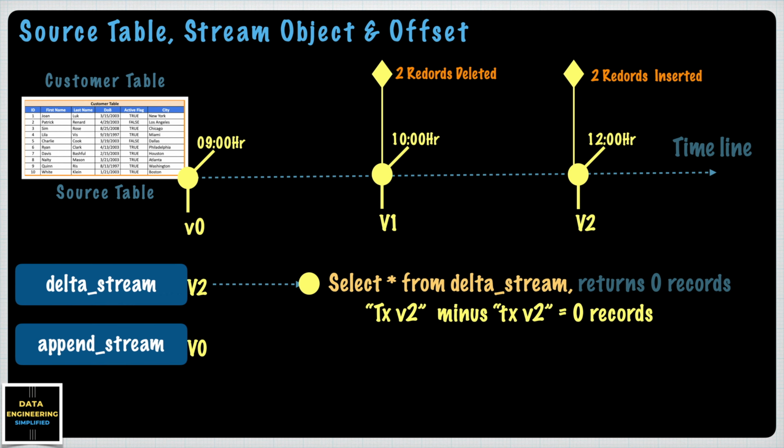And this is how the offset keeps moving forward as and when you consume data from the stream table. This also ensures that the data is consumed only once within a transaction and there is no chance of data duplication if the transaction blocks are designed correctly. So this is how the overall offset concept works when it comes to the stream object.